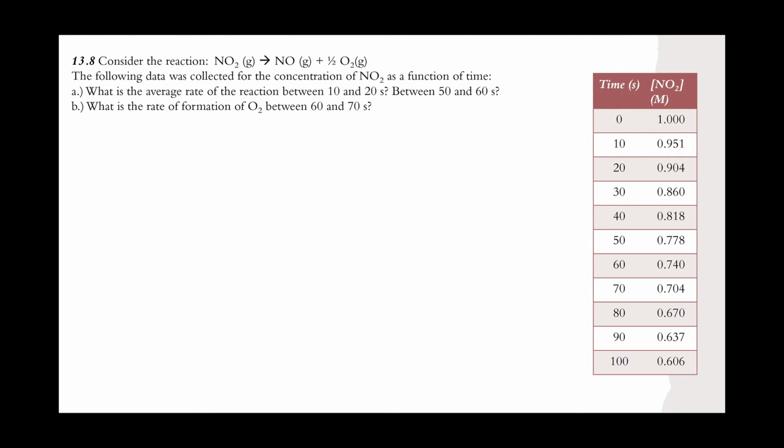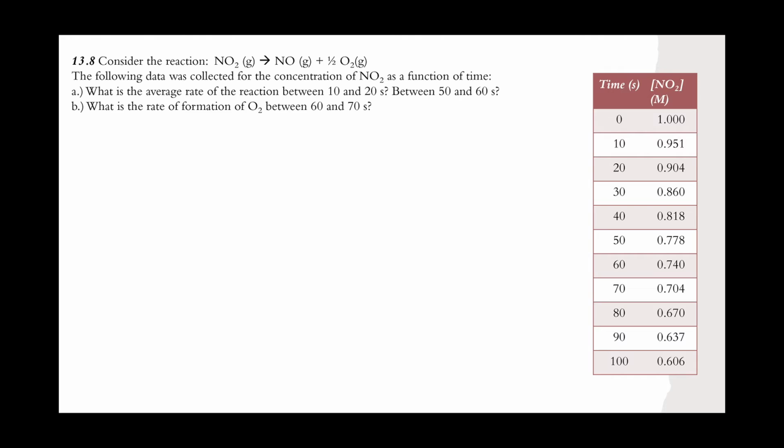So this is a textbook problem from Pearson's Principles of Chemistry, a Molecular Approach textbook. It can be found at the end of chapter 13. It's question 8. And the question is, considering the following reaction, nitrogen dioxide is transforming into nitrogen monoxide and oxygen gas, and we're told that the following data was collected for the concentration of nitrogen dioxide as a function of time.